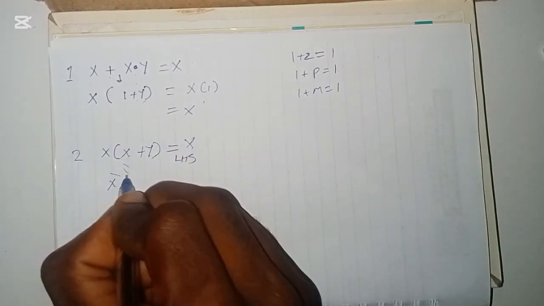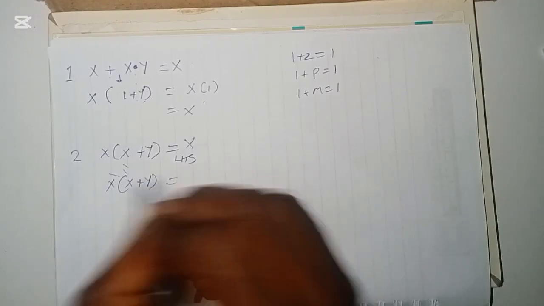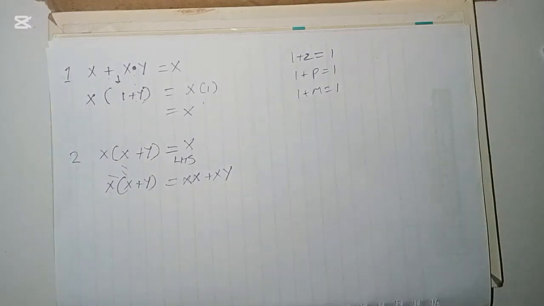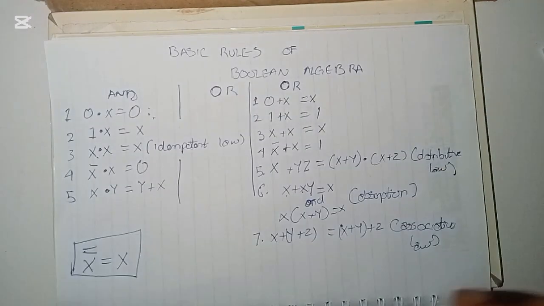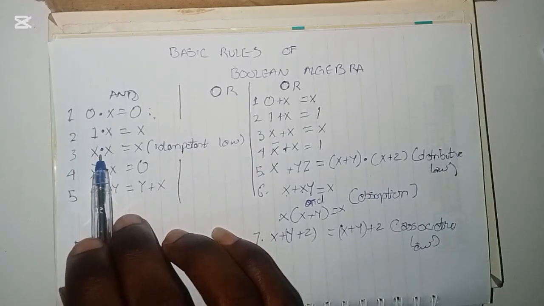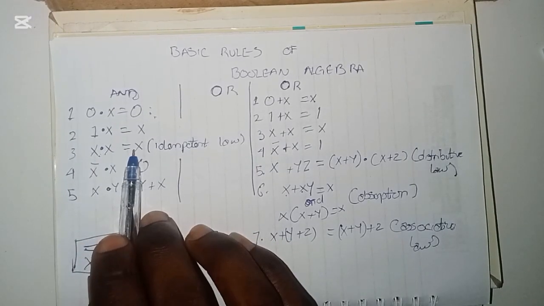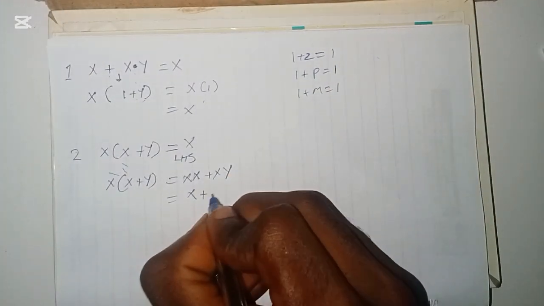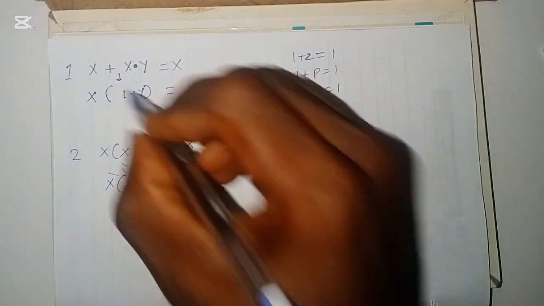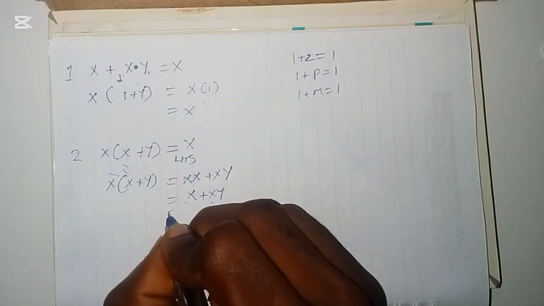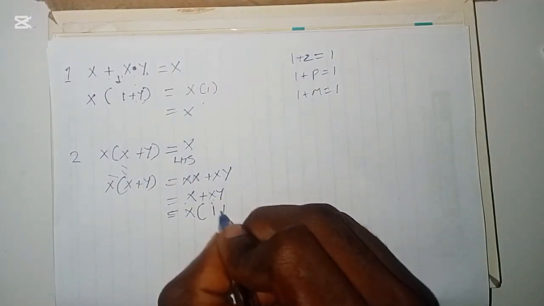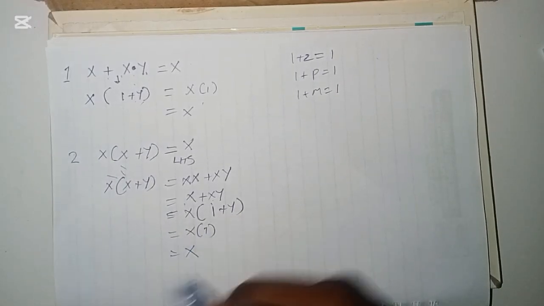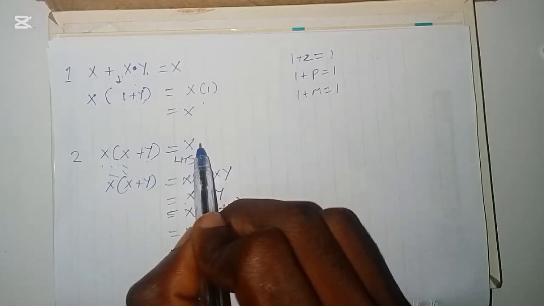So x into x plus y will now be equal to, expanding, x times x plus x times y. Now we know from the law that x times x is equal to x, the idempotence law. So this is x plus xy. Now you can see the same thing here. Factorize x out. That'll be x into 1 plus y, which is x into 1, which will now be equal to x. That is why x into x plus y is equal to x.